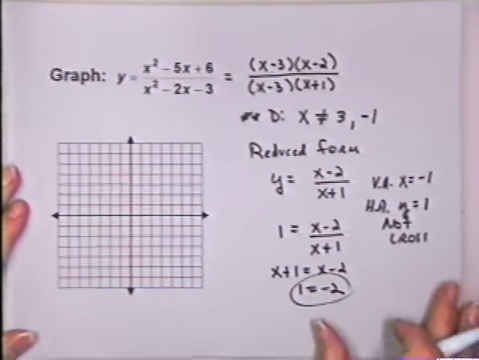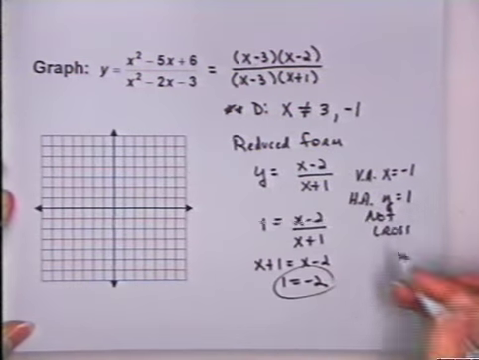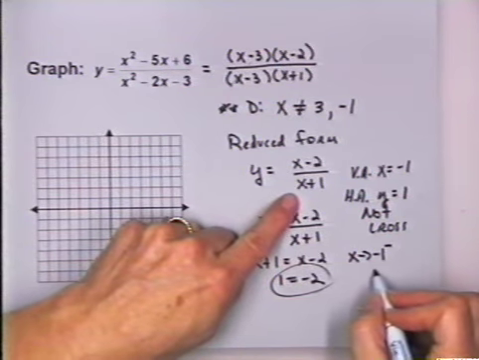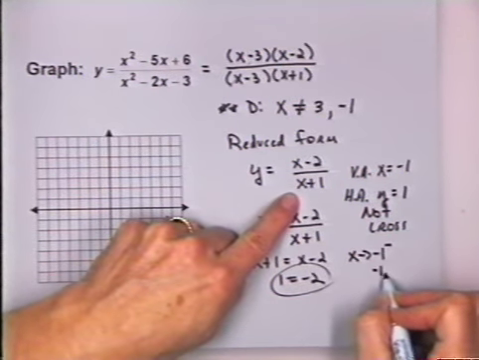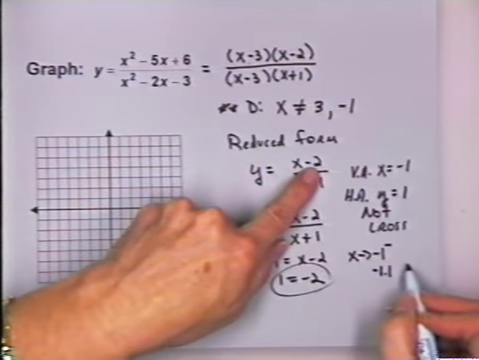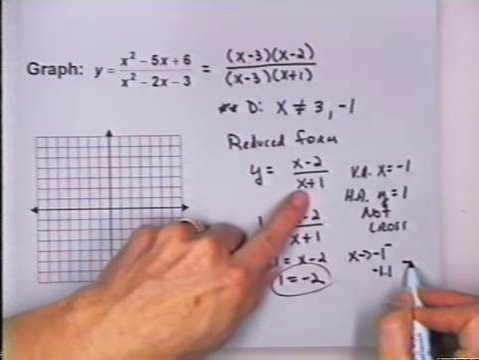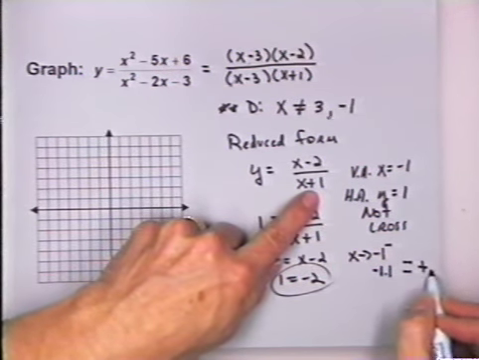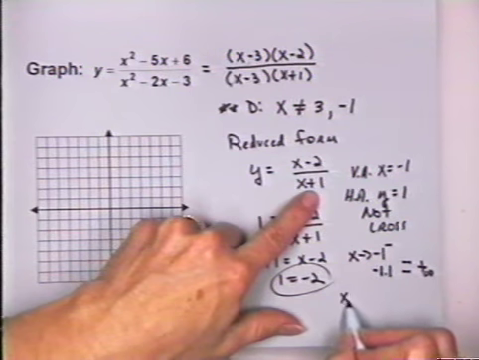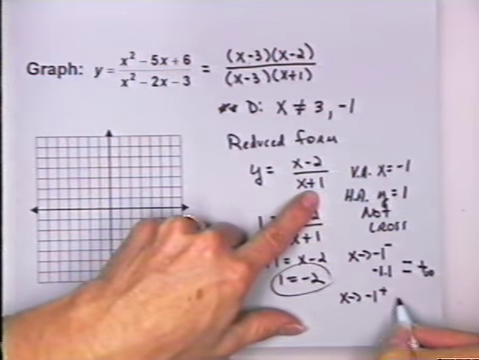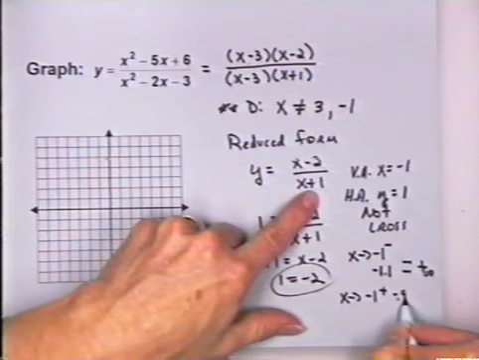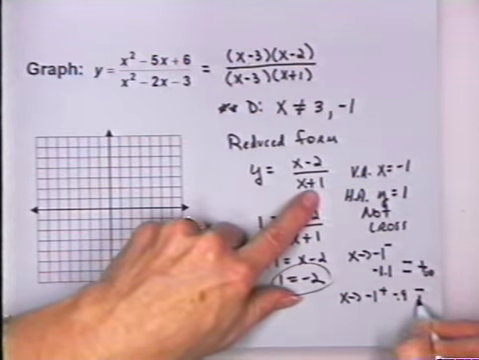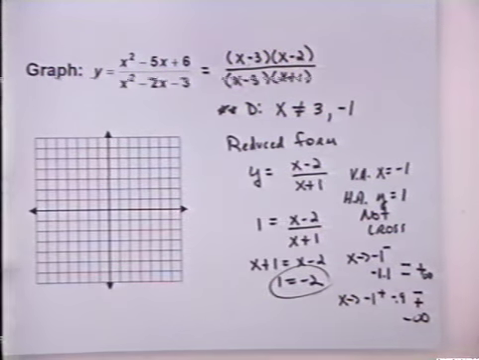What happens to this reduced form as x approaches negative 1 from the left? If I use negative 1.1, let's say. Negative 1.1 minus 2 is negative. Negative 1.1 plus 1 is negative. A negative over negative is positive. So I'm going to go to positive infinity on the left. As x approaches negative 1 from the right, I could use negative 0.9. Negative 0.9 minus 2 is negative. Negative 0.9 plus 1 is positive. So I'm getting negative infinity.